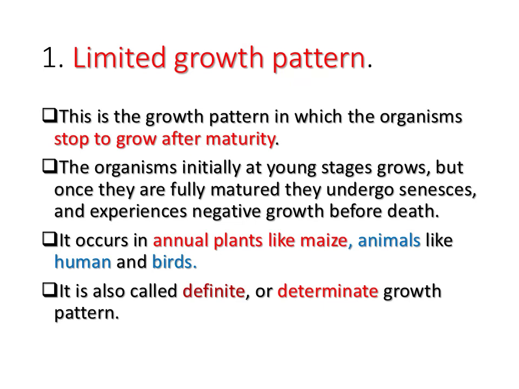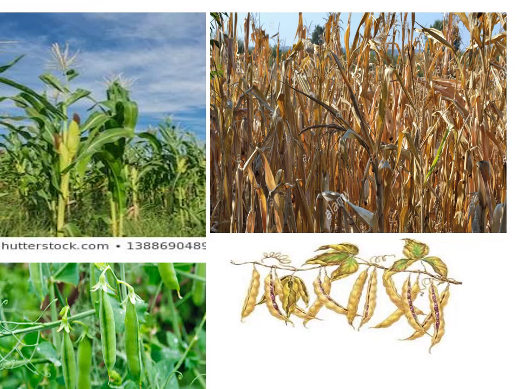So in limited growth pattern, after the organism has reached maturity, the organism now experiences a negative growth and senescence, and after this period, eventually the organism dies. This is a diagram to illustrate some of the annual plants like maize and pea plant. As you see, after the maturity, this plant started to undergo senescence, and they experience a negative growth, that is a decrease in the dry mass of those plants, and they eventually die.